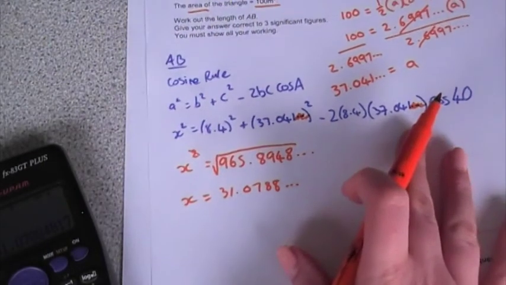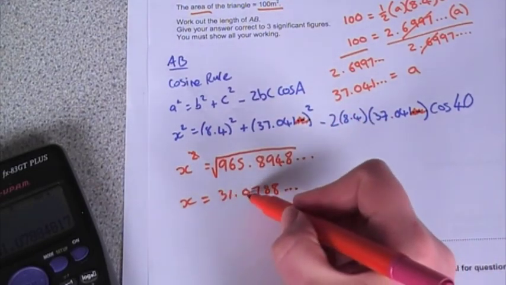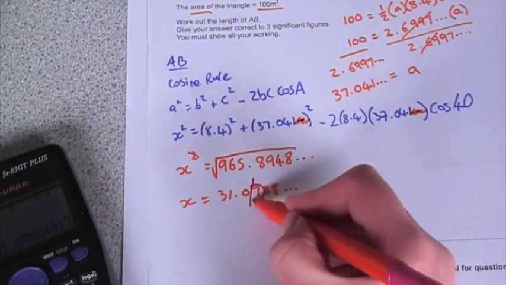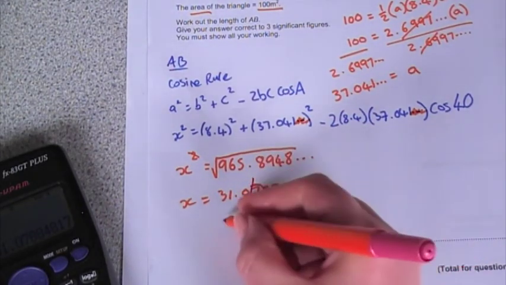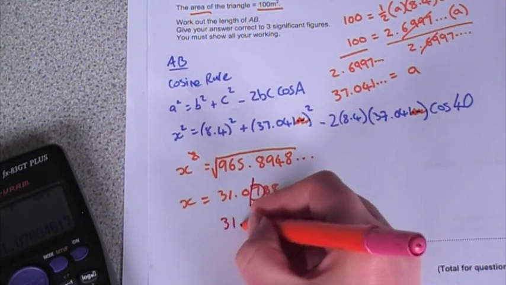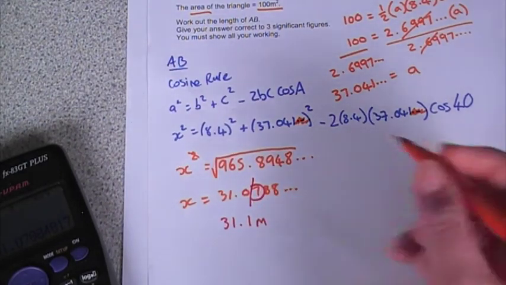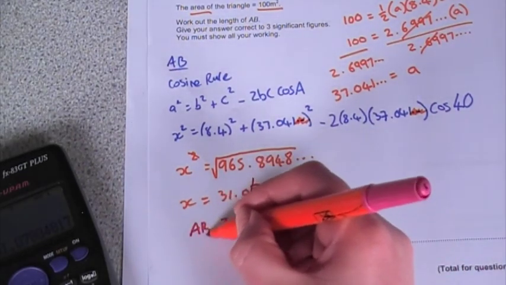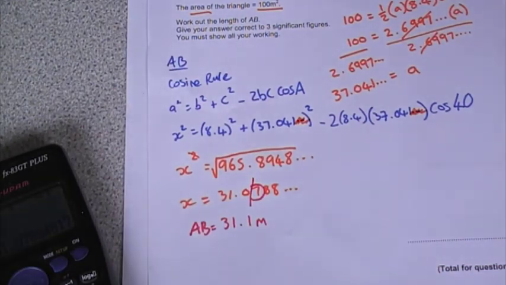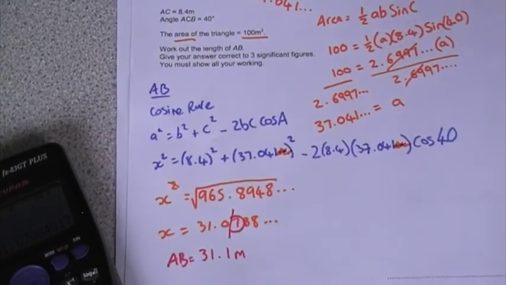What do they want it rounded to? 3 significant figures. 1, 2, 3. Cut off. Pay respect to the fact that that 7 is there and it's larger than 5. That means I round my answer up to 31.1 and the question's in meters. So that's what length AB is equal to. You'd be really unfortunate if you got that question in an exam, although in the end it wasn't so bad.